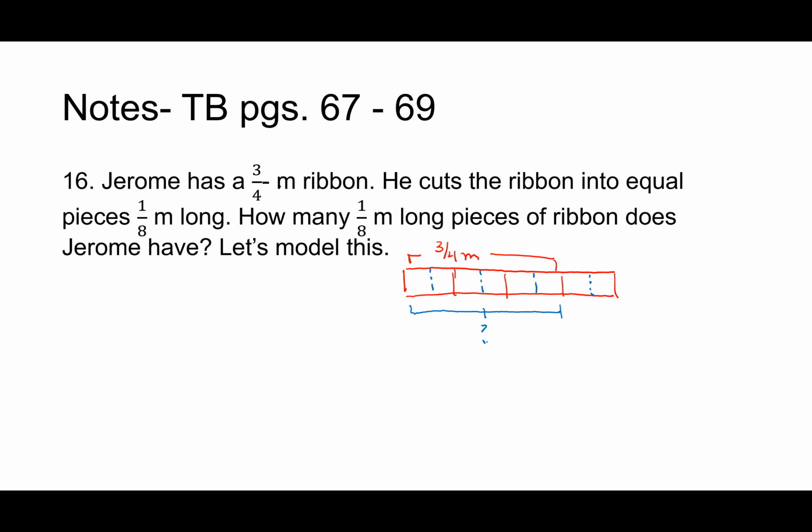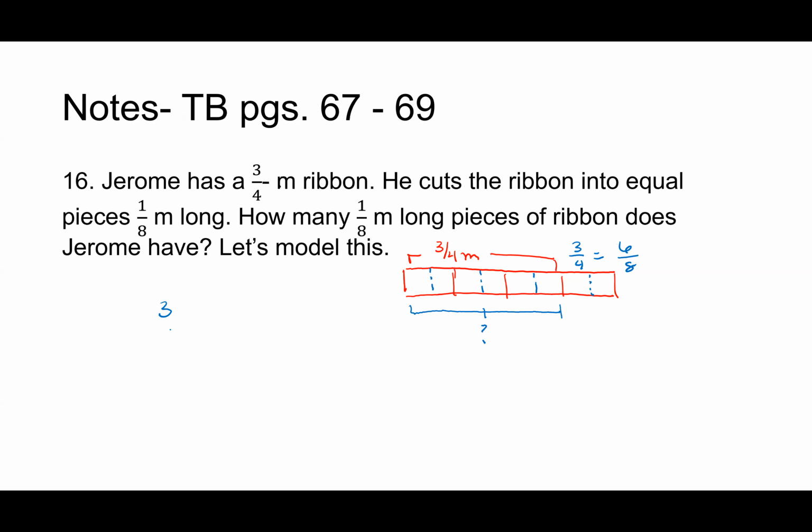How many 1/8 long meter pieces did he end up with? Just look at the bar model. Don't even do the math right now. Tommy? 7? Let's change this to 8s. 3/4 equals how many 8s, Tommy? 6/8. How many pieces did he end up with? Yeah, he ended up with 6.